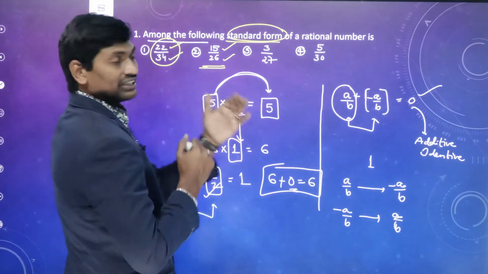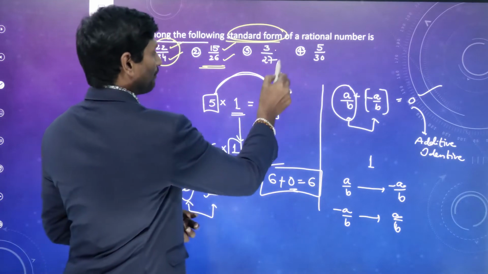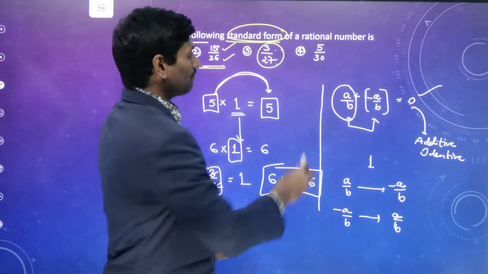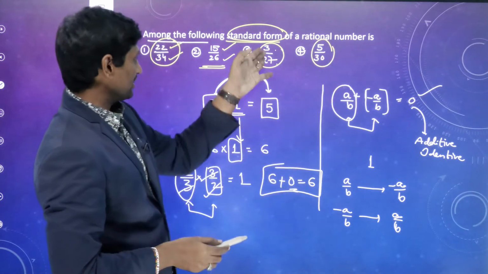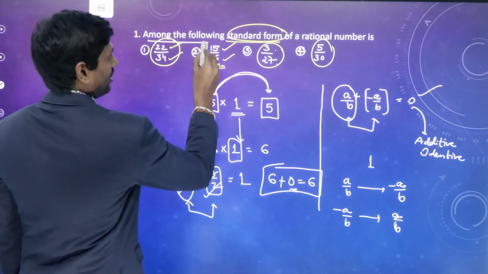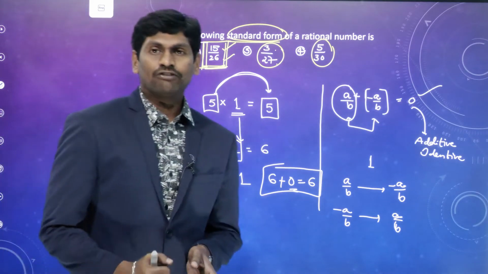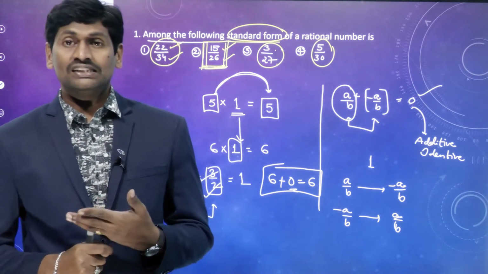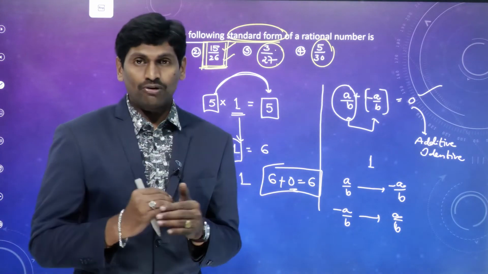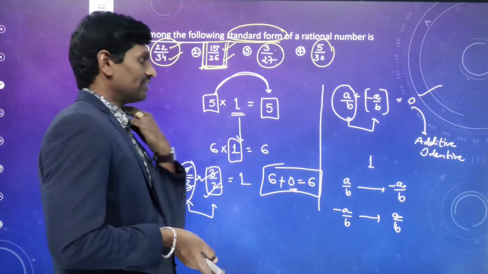Now let us check the remaining two options also. 3 and 27, both come in the 3 table. 5 and 30, both come in the 5 table. Here 5 is a common factor, here 3 is a common factor, but here there is no common factor. So our answer is option 2. Simply, standard form of a number means it should be in the simplest form. In case the denominator has the negative symbol, we have to move the negative symbol to the numerator. Okay?